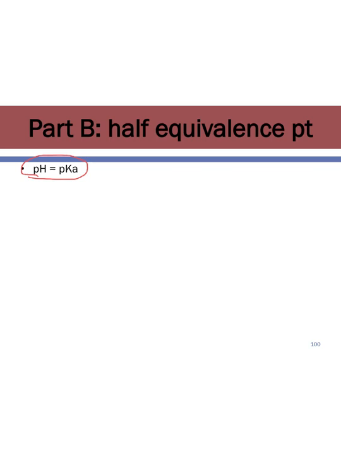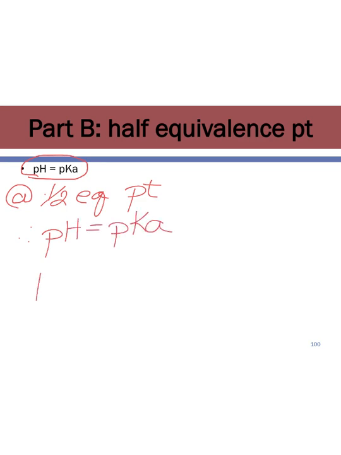All right, so we just acknowledge that we are at half equivalence point. Therefore, pH equals pKa. So pH is equal to the negative log of 1.8 times 10 to the negative fifth.